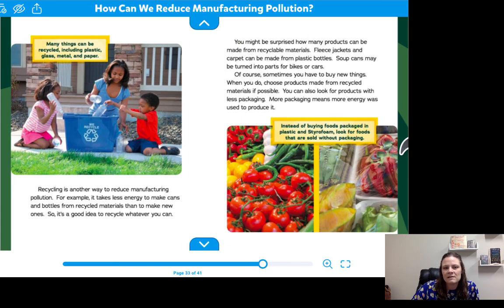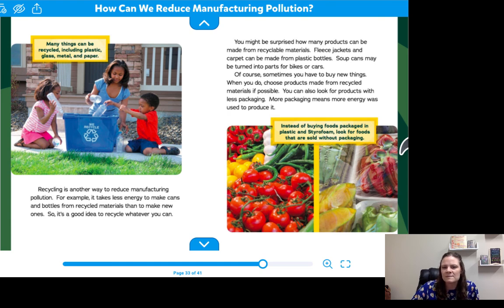Many things can be recycled, including plastic, glass, metal, and paper. Recycling is another way to reduce manufacturing pollution. For example, it takes less energy to make cans and bottles from recycled materials than to make new ones, so it's a good idea to recycle whenever you can, whatever you can. You might be surprised how many products can be made from recyclable materials. Fleece jackets and carpet can be made from flat plastic bottles. Soup cans can be turned into parts for bikes or cars.